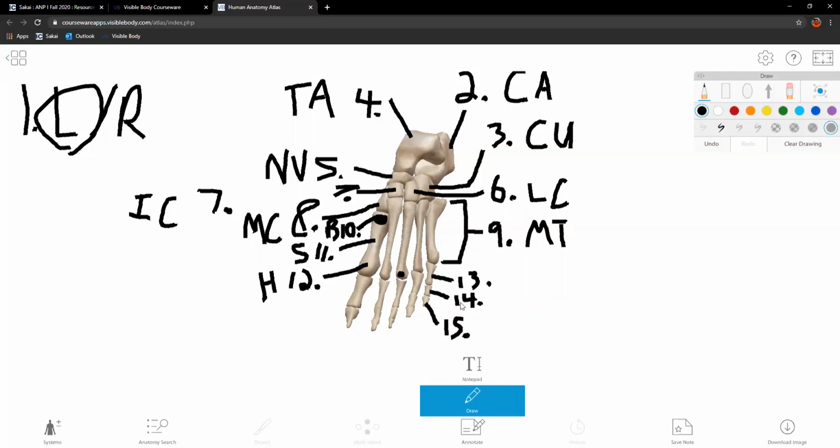All right, moving on to 13. 13, 14, and 15 are going to be looking at your phalanges. So 13 is going to be your proximal phalanx. I'll put a little pH there for proximal phalanx. Number 14 will be your middle phalanx. And then 15 will be your distal phalanx.